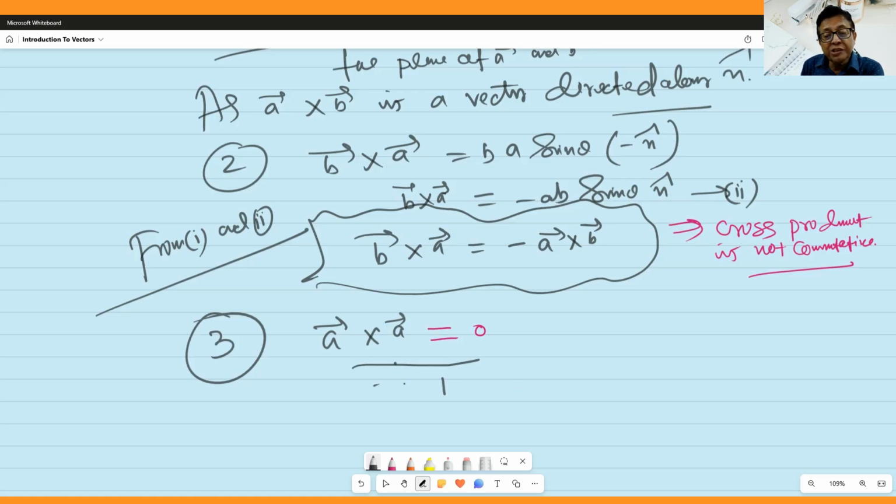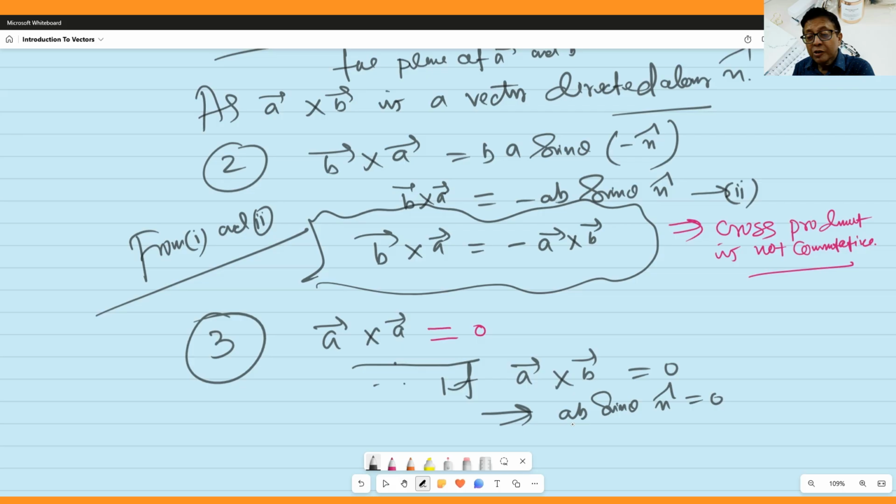And suppose in this context, if you say A cross B equal to 0, what does it mean? A cross B equal to 0 means AB sine theta n cap equals 0. So 0 means the 0 vector, 0 into anything. So this will imply AB sine theta is 0. But A and B are not equal to 0, therefore sine theta is 0. Sine theta 0 means what? Theta is 0, pi, etc.